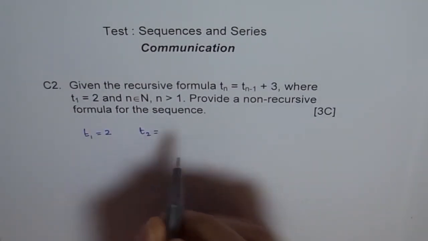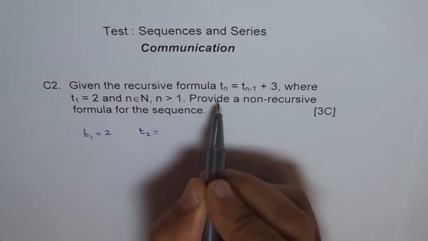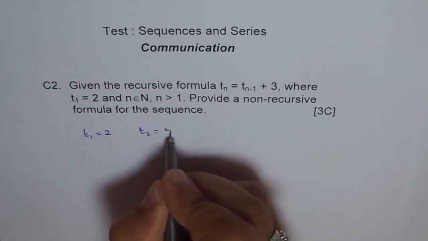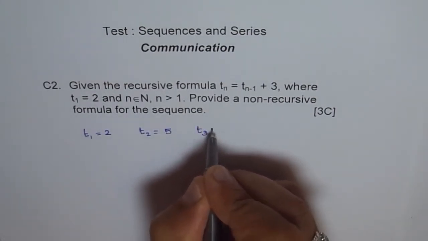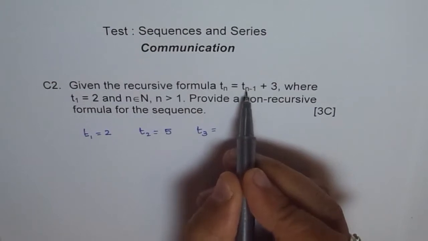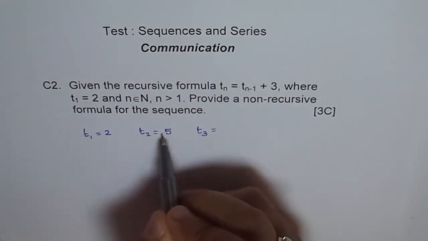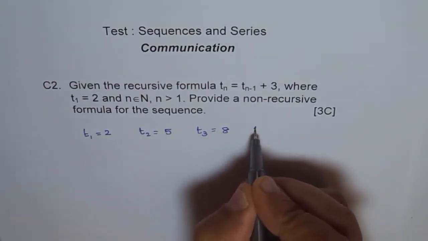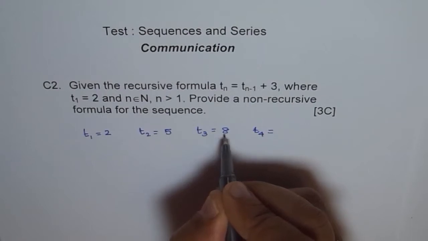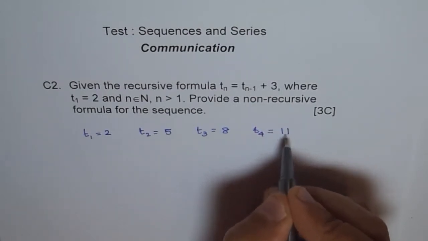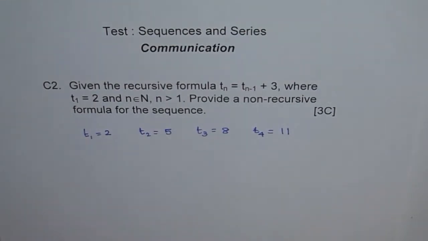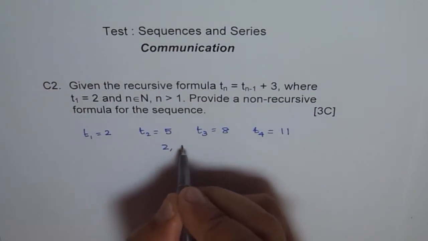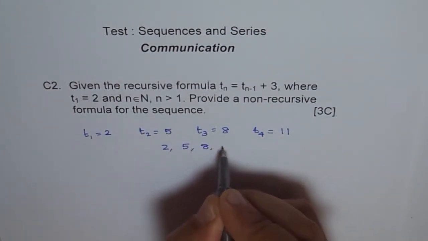T2 equals Tn minus 1, that is the previous term, T1 that is, plus 3. 2 plus 3, 5. T3 equals, if I put 3 here, you get 3 minus 1 as 2. That means T2, the previous term. Do you understand? So previous term plus 3, 8. T4 is how much? We'll do previous term plus 3, 11. Do you see that? So we get a sequence which is 2, 5, 8, 11.